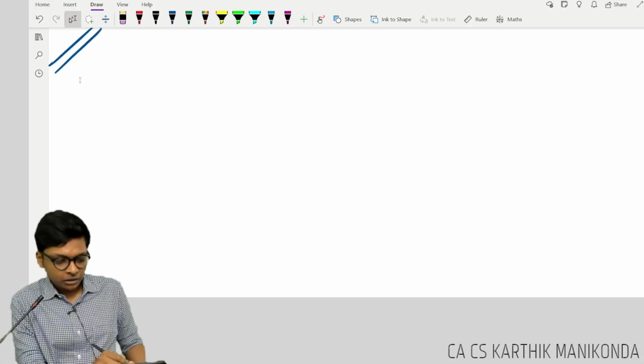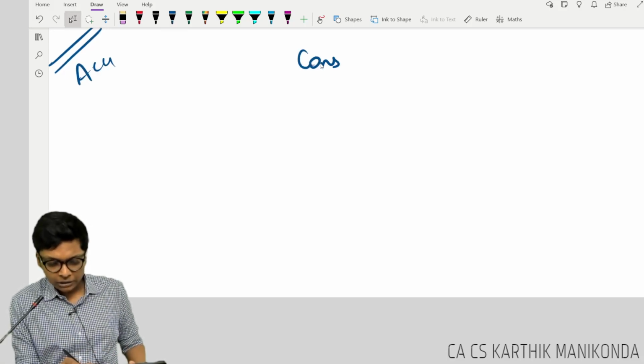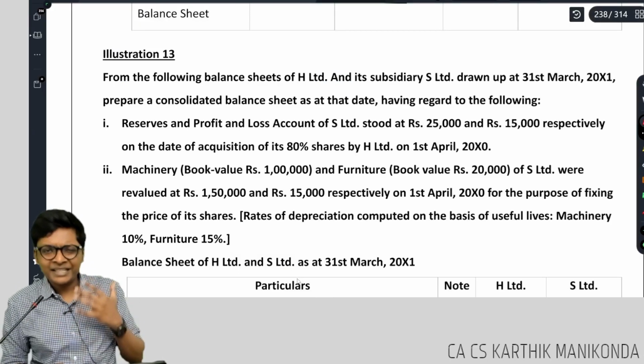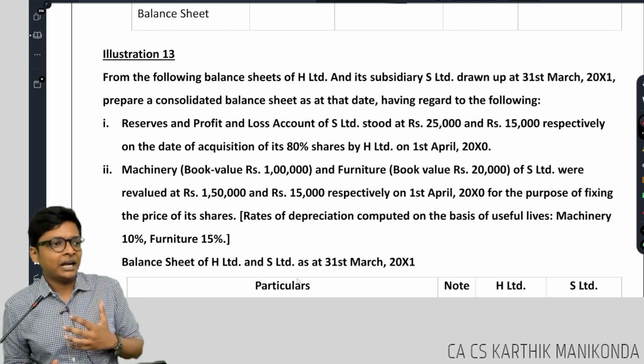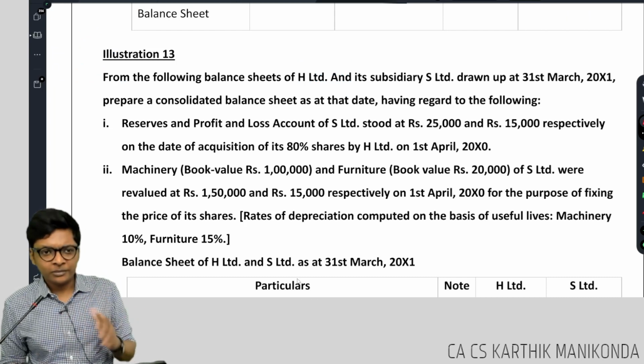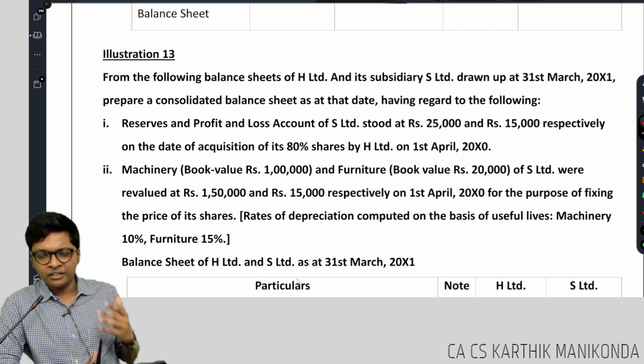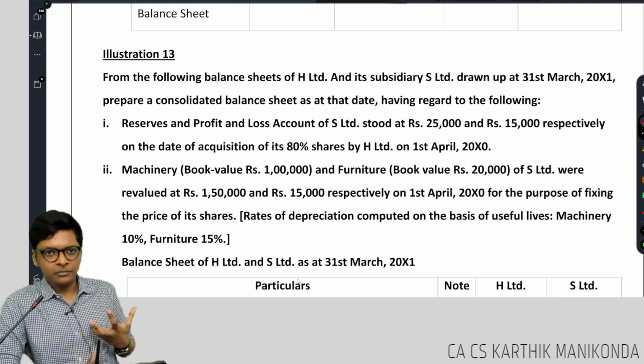Hi guys, let's resume with accounts, consolidation of subsidiary. Today, in the rest of this chapter, we have only sums pending. We have to do a little bit advanced sums, practice more sums, and once consolidation of subsidiary gets over, we move on to associate and joint venture, which will not take this much time.